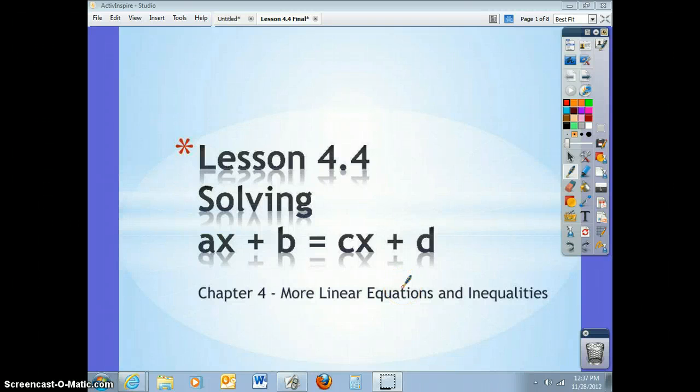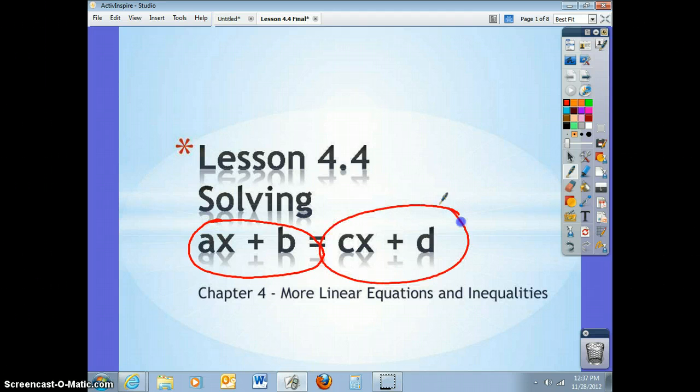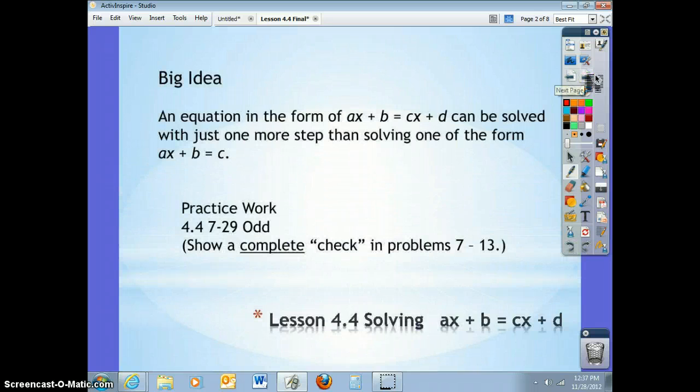Okay, lesson 4.4 is solving a linear equation in the form of ax plus b equals cx plus d. This is very similar to what you've seen before of ax plus b equals c. It just has a little more complexity to it, and we're going to work our way through that. So the big idea is that ax plus b equals cx plus d can be solved with just one more step than the one that you're already familiar with, which is ax plus b equals c.